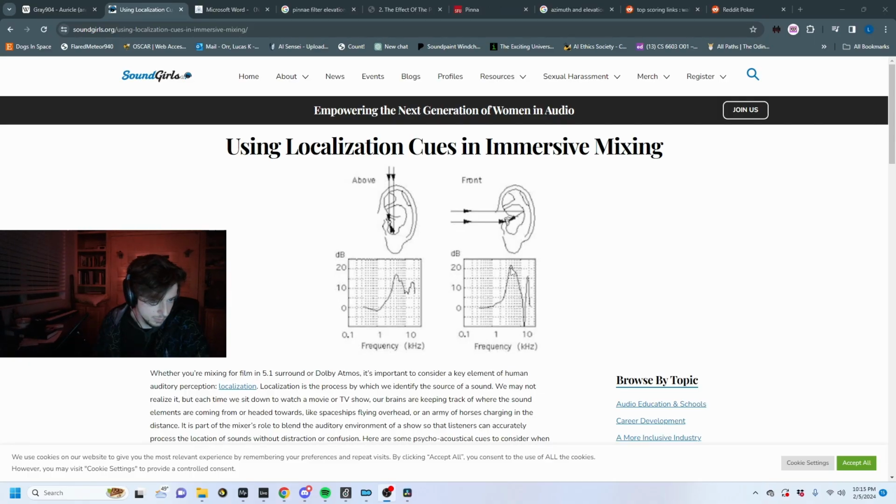And this little peak right here at about 2 to 5 kilohertz, well, would you look at that? It's that resonance I was talking about. That comes from the diameter and length of your ear canal.